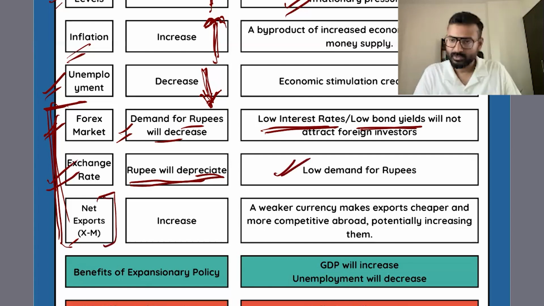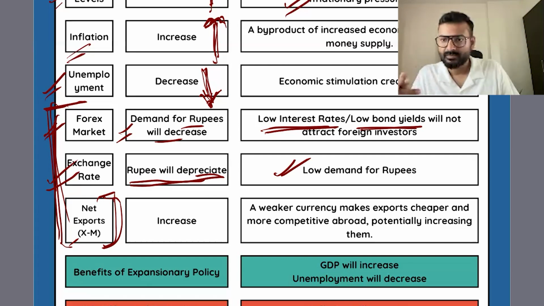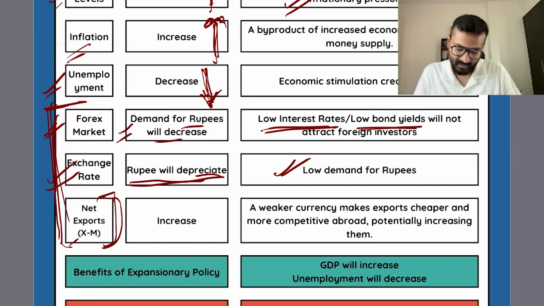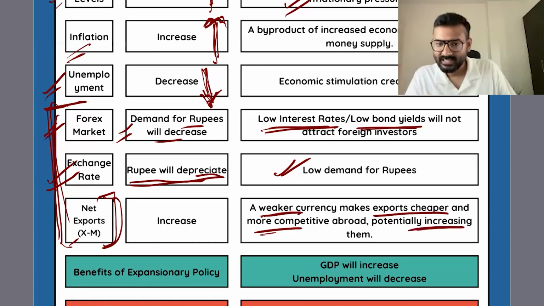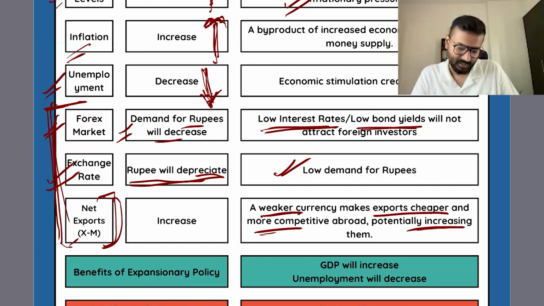So what happens to the net exports? See, once the rupee has depreciated, then the import bill will increase, because for buying the same amount of goods from a foreign country, you have to spend a larger amount of rupees. So imports have become costlier, but exports will become cheaper. Once the exports become cheaper, they become more competitive in the international market. That means the demand for exports will increase, right? So a weaker currency makes exports cheaper and more competitive, potentially increasing the exports. So exports have increased, imports have decreased. So next step, net exports, which is exports minus imports, has increased.